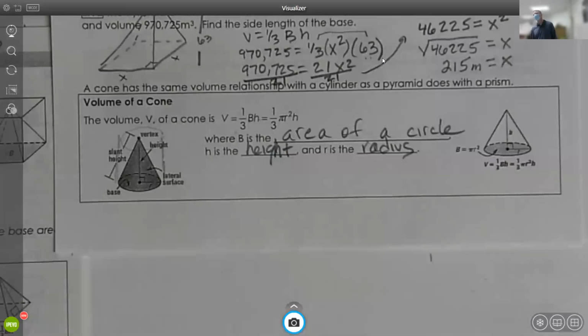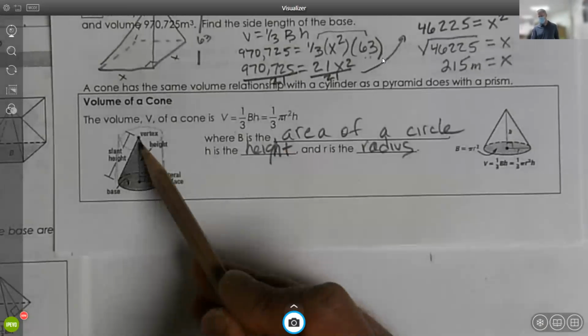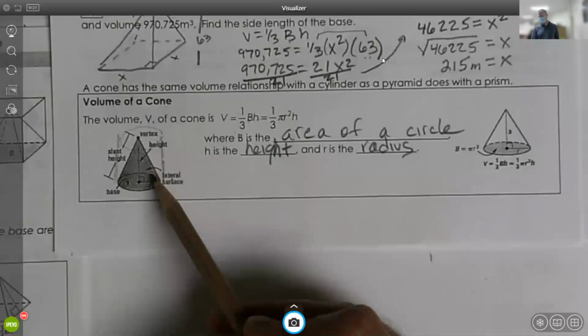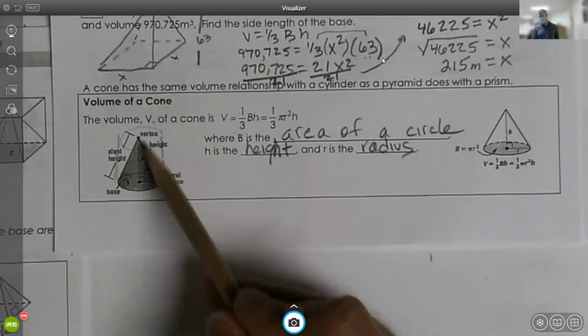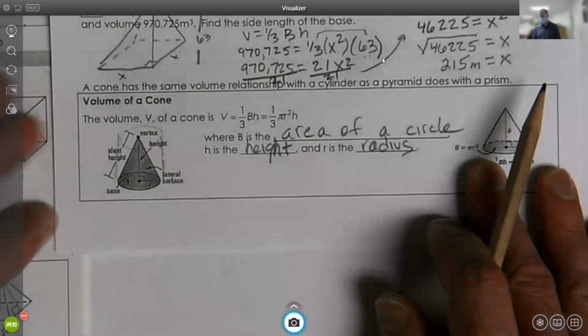So a cone is always going to have a circle for a base, and it's always going to move up to a point at the top. Again, we're going to need to know the height, which is perpendicular from that vertex point, not the slant height. If you're given a slant height, then you need to use Pythagorean theorem to figure out what your actual height is.